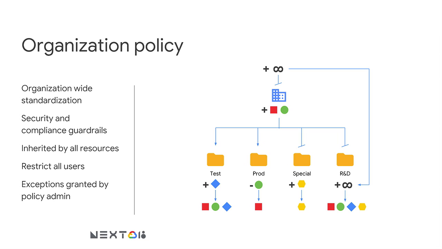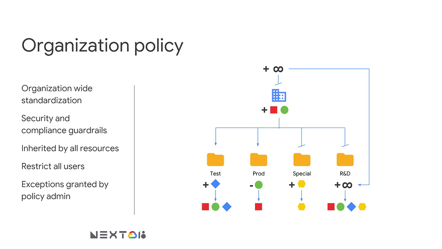Now, in order to be able to set exceptions on a policy, you need to have an organization level permission so that the project owner cannot set exceptions for themselves. So again, we want to ensure that centralized visibility and control remain intact.